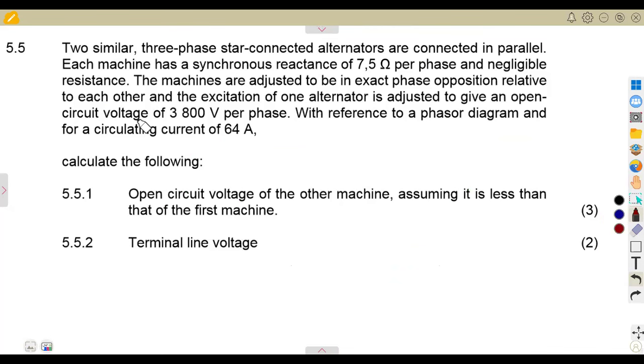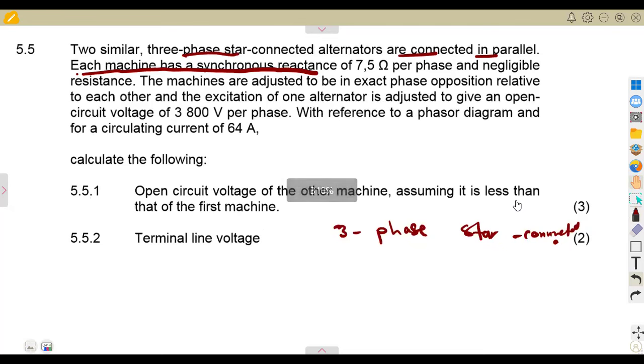So I was saying, there is a similar question to what we're given there. They are saying two similar three-phase star connected alternators. It's a three-phase and star connected. They are connected in parallel. Each machine has a synchronous reactance. We are given the reactance this time. The reactance is just like the impedance. Remember, just like we are given resistance, but this time you're just considering it as the reactance. So you can write X for reactance, or you can just write Z. It's the way that you understand.